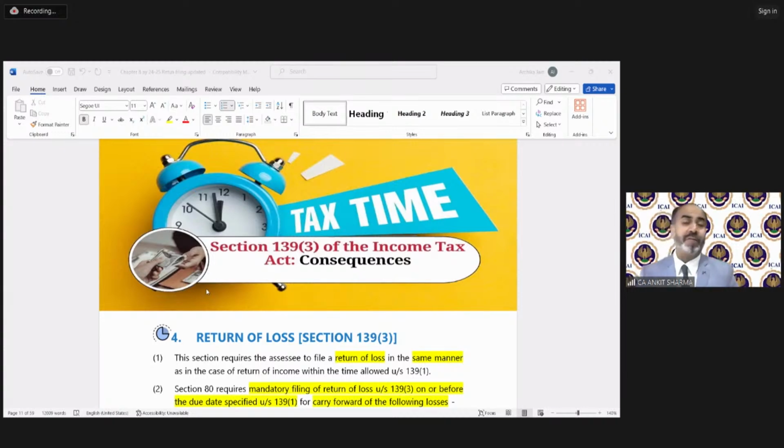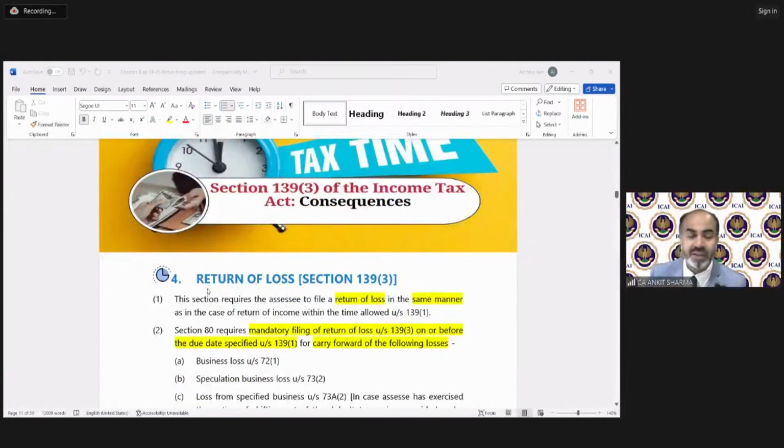Because if you do not file your income tax return on due date, then you cannot carry forward your losses, except the losses from income from house property and unabsorbed depreciation. Only these two things can be carried forward even if you did not file your return on due date. All other losses will be dead loss if you are not able to file your income tax return by the due date. Section 139 is going to explain this provision.